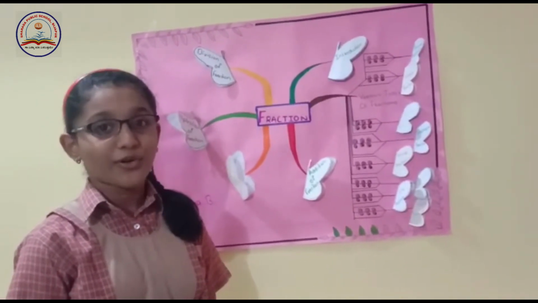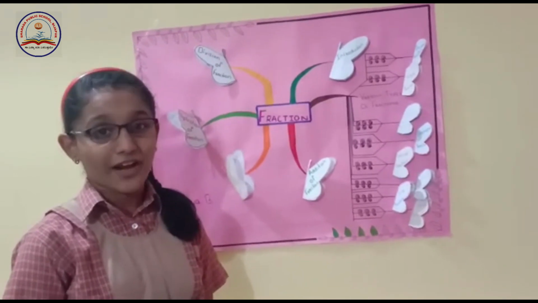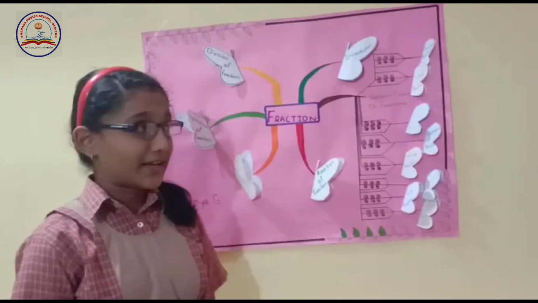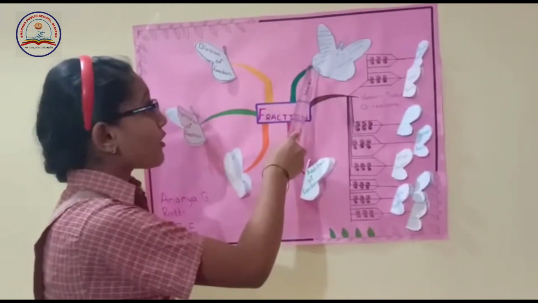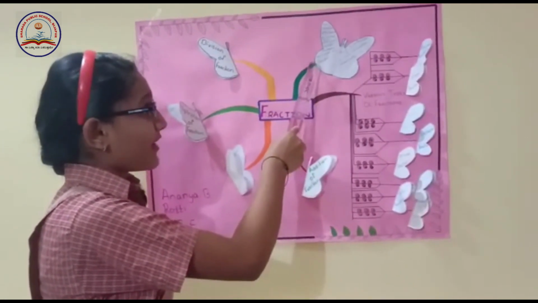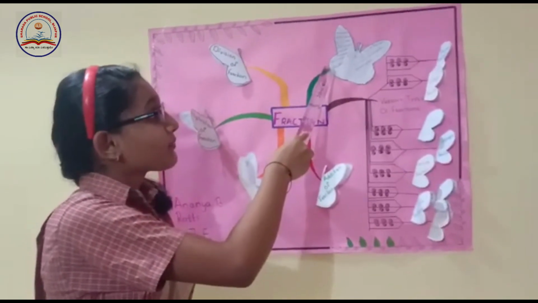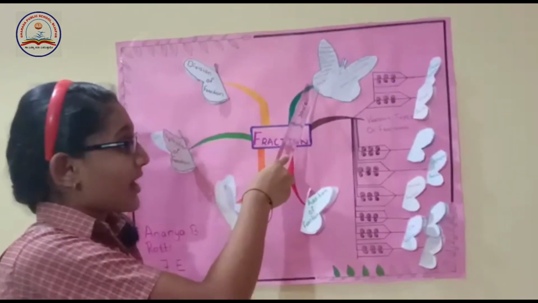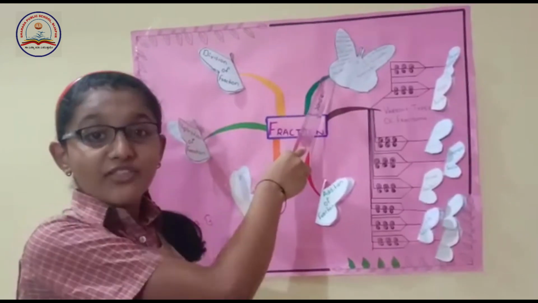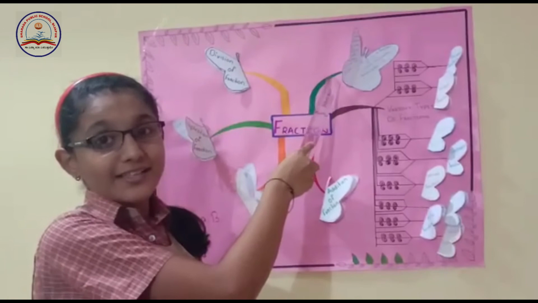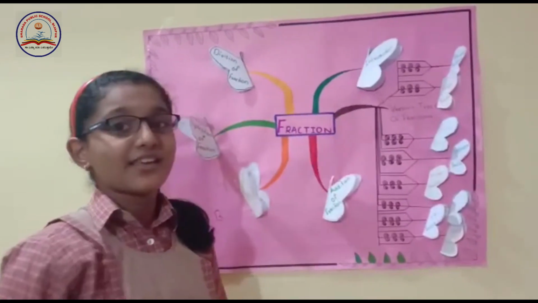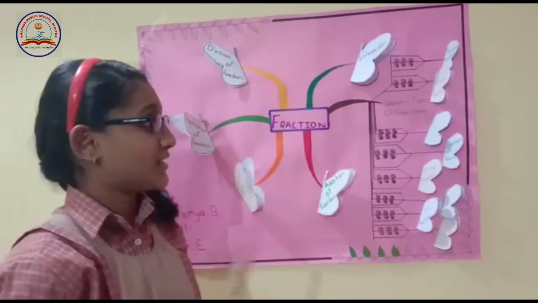Today I am here before you to talk about fractions, which is a mathematics subject. Introduction of a fraction. The numbers of the form a by b, where a and b are natural numbers, are known as fractions. Example, 3 by 5, where 3 is the numerator and 5 is the denominator. Let us see various types of fractions.